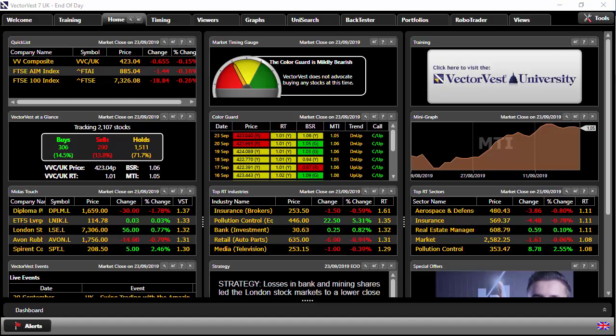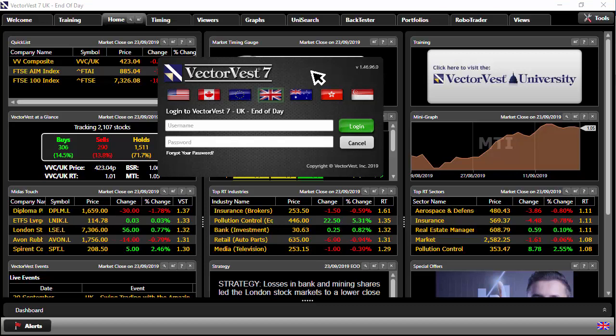Hi everybody. Okay, I've loaded up VectorVest 7 UK. If you double click on your VectorVest icon, and you've got UK as your second country, you can put in your username and password and log in just like you would when logging into Australia. Chances are you've got Australia and America as your second country, but you can always change America, should you choose, to the UK.